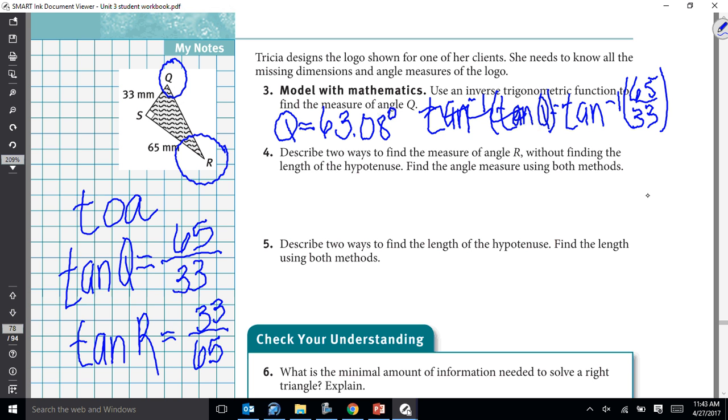All right, so we need to separate tangent from R. And so we use our inverse.